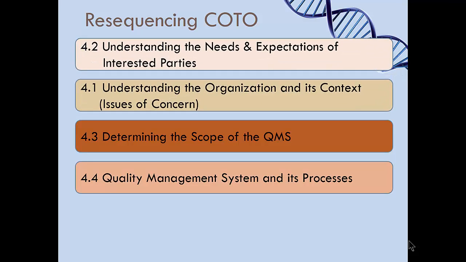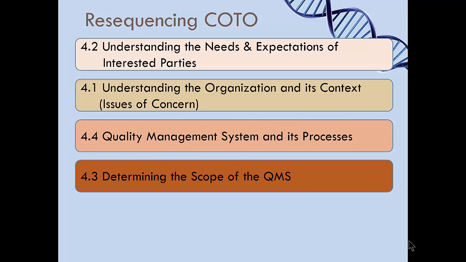First, we're going to move 4.2 up. All right? This is because you need to first understand the interested parties to understand what their issues of concern might be. You can't do 4.1 unless you know who the stakeholders are, right? You can, but it just means that if you do 4.1 first, if you're trying to understand issues of concern, then you move on to your interested parties, you're just going to have to go back and do 4.1 over again.